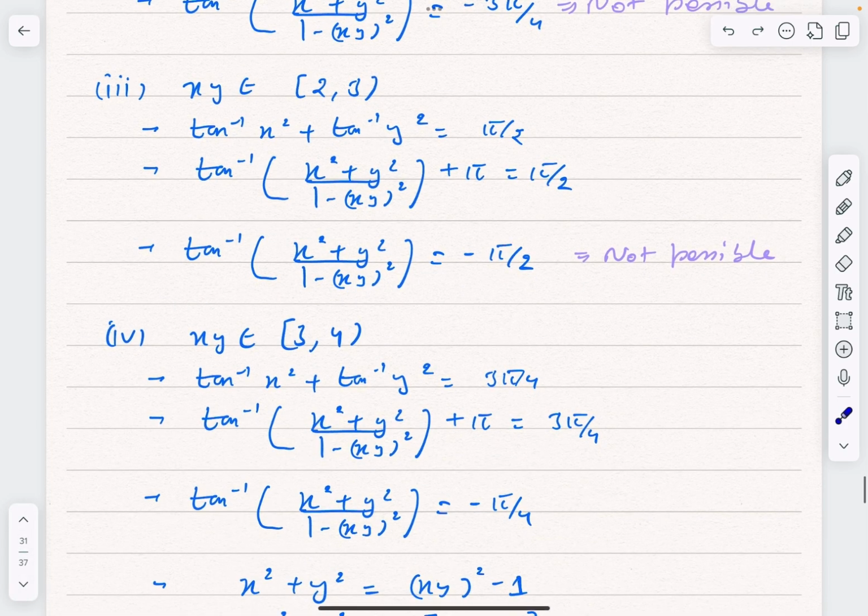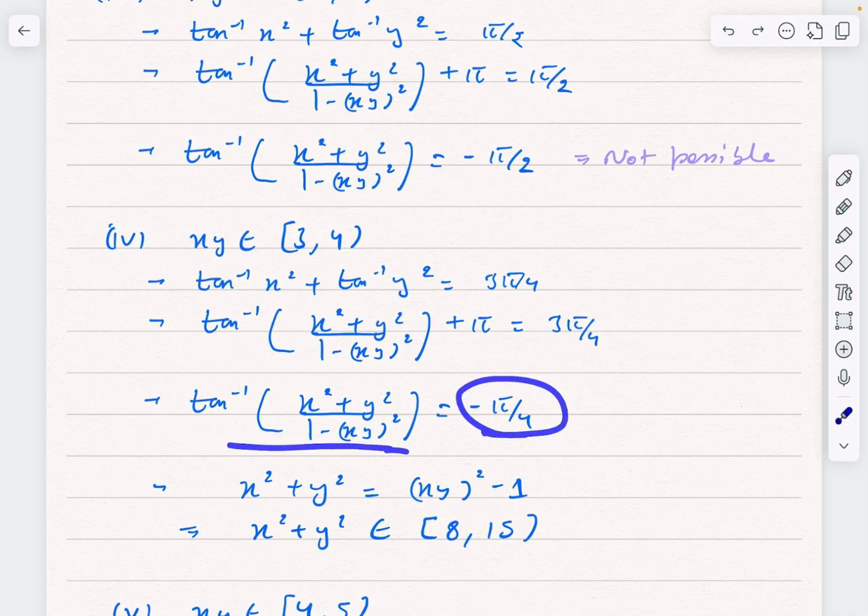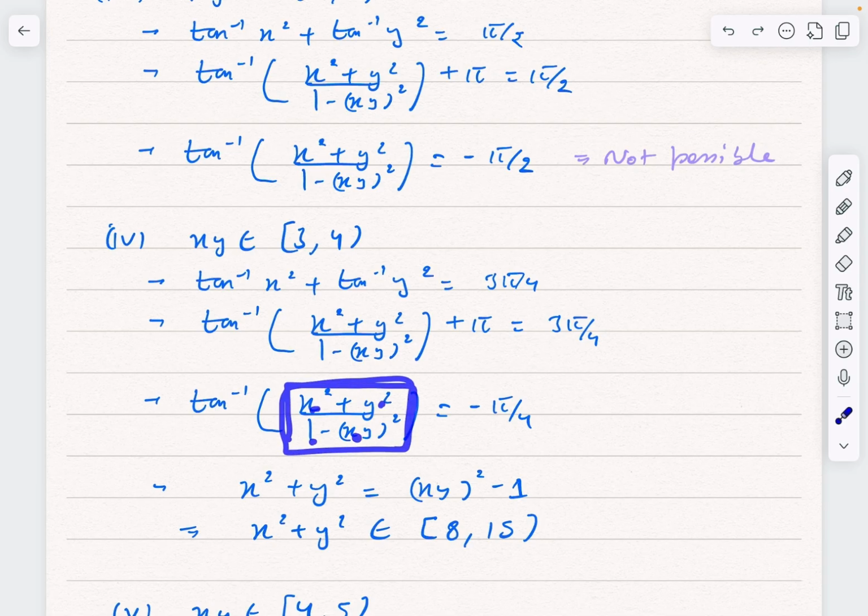Next case, when xy belongs to close 3 to open 4. In that case, you will get tan inverse x square plus tan inverse y square equal to 3 pi by 4. In this case, when you use the formula, you get plus pi equal to 3 pi by 4. Now you get this thing to be equal to minus pi by 4, which is in the range. So this will be minus pi by 4 when this thing will be minus 1. So you get x square plus y square by 1 minus xy square equal to minus 1, which will give you x square plus y square equal to xy square minus 1.